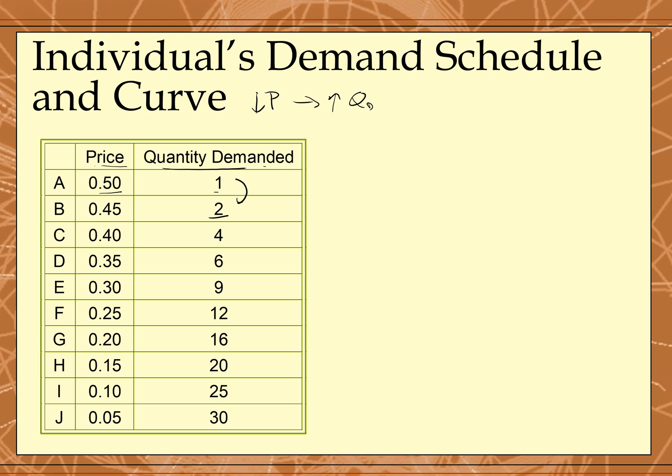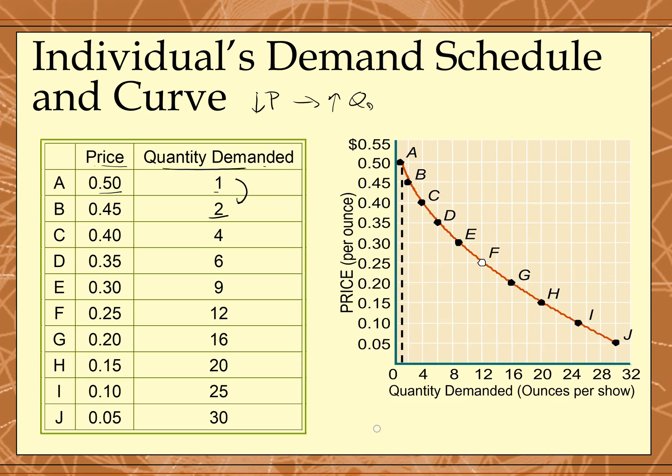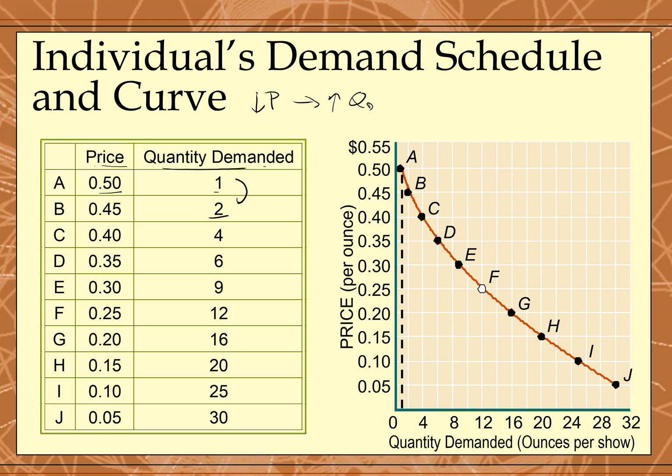Now if we graph all of this information, we see that we can form a demand curve. At price 50, we demand 1. At, let's say, price 30, we demand 9. And so on. This demand curve basically shows that relationship between price and quantity demanded.